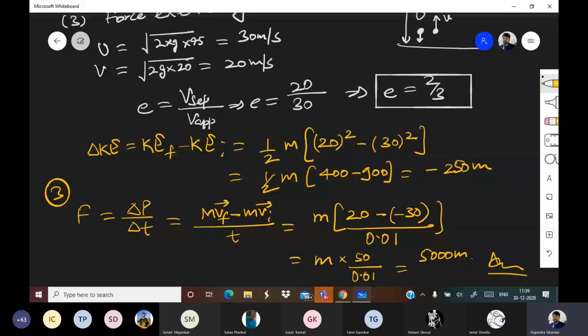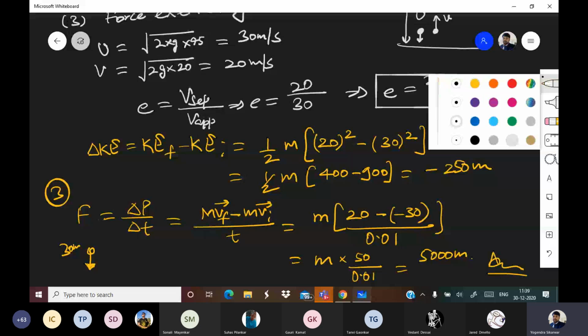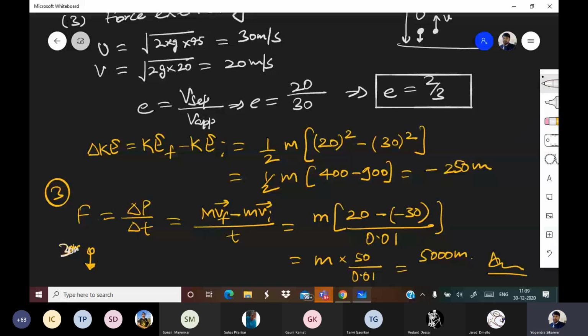Srushti is saying, sir, why minus 30? Try to understand. First, when it is coming down, it is 30 meter per second. When it is going up, it is 20 meter per second. So if you are considering vertically upward as positive, downward will be negative. So 20 minus 30. That's why. Understood, Srushti? Okay.